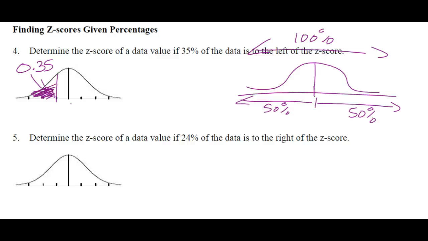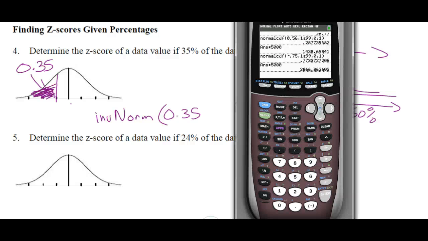Okay, here's the calculation we use. It's called inverse norm, INV norm. An inverse norm is used with the area to the left, so 0.35. Now, that's all you need to put in if you've got an 83 and you're doing areas, right? You're doing percentages, because it will default to 0 and 1. And I'll show you on this calculator what that looks like.